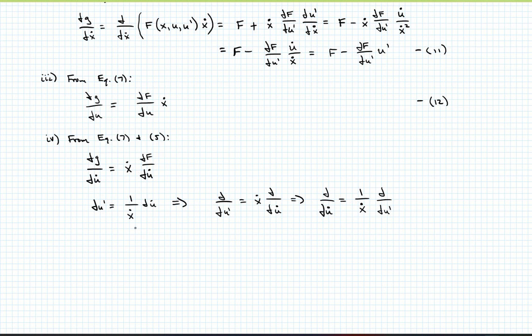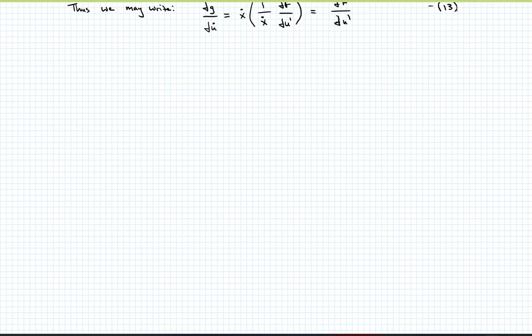Okay, so combining this, thus we can write that the partial of g with respect to u dot is equal to x dot now times the quantity of 1 over x dot partial of f with respect to u prime. Right? The x dots cancel out, and we're left with the partial of f with respect to u prime. Let's call this equation 13.